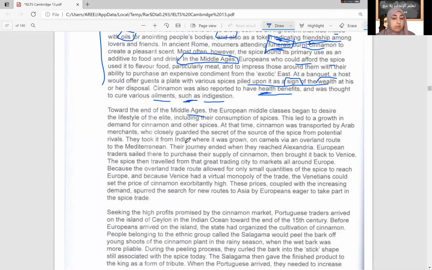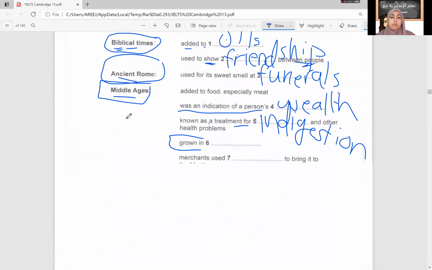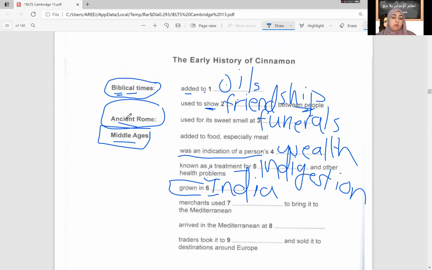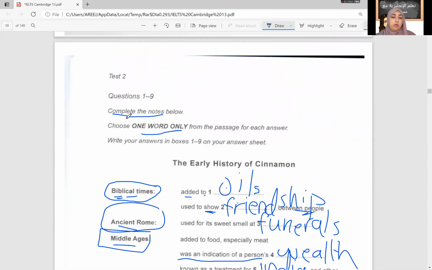So they took it from India where it was grown. See, here it is. So where was it grown? In India. So we write the word India, and because it's the name of a country, don't forget, guys, to capitalize it. So it is India. See how easy it is? Okay, let's continue now. Merchants, which means traders, used what to bring it to the Mediterranean? They used something to bring it.